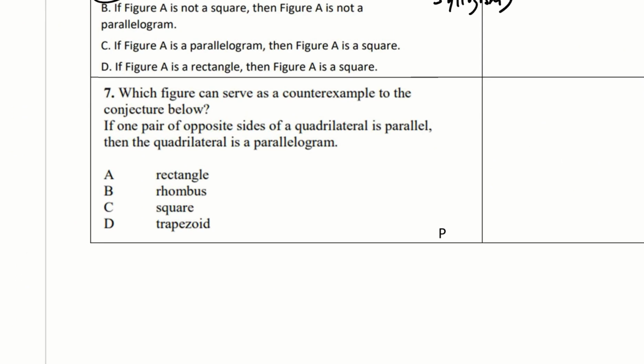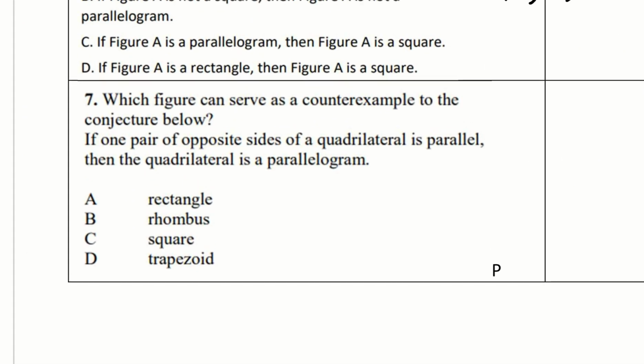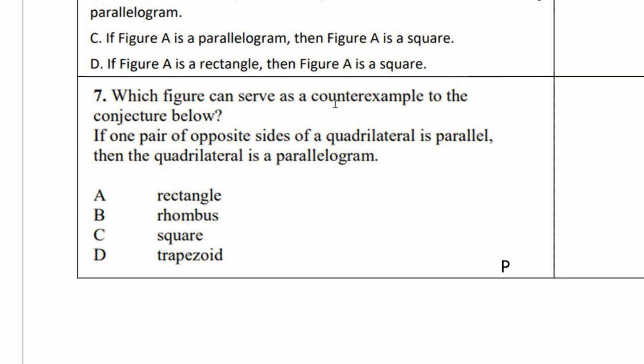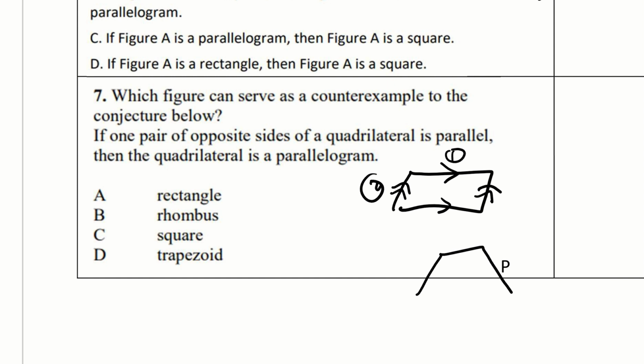All right, so number 7, this is a true question that follows that standard, the concept that this says here. So it says, which figure can serve as a counterexample? If one pair of opposite sides of a quadrilateral is parallel, then the quadrilateral is a parallelogram. So we know that this is false because for it to be a parallelogram, you have to have 2 pairs of parallel sides. If it has one set of parallel sides, that makes it a trapezoid, because remember, a trapezoid only has the one set of parallel sides.